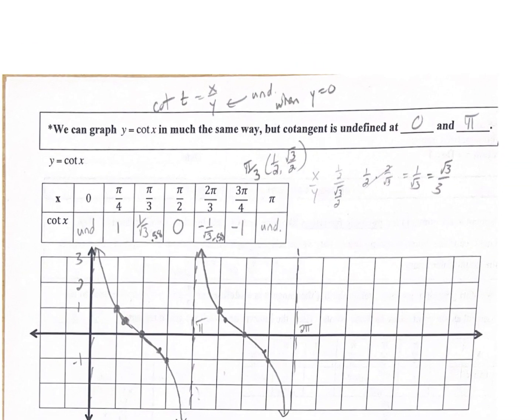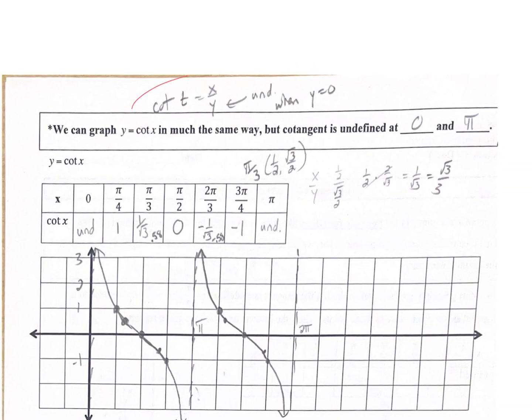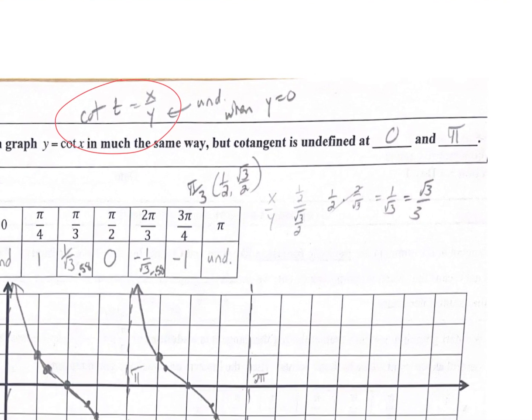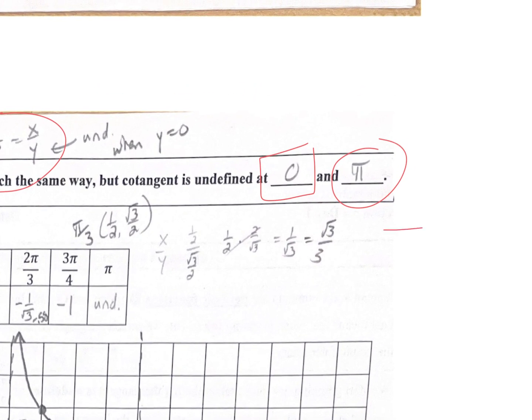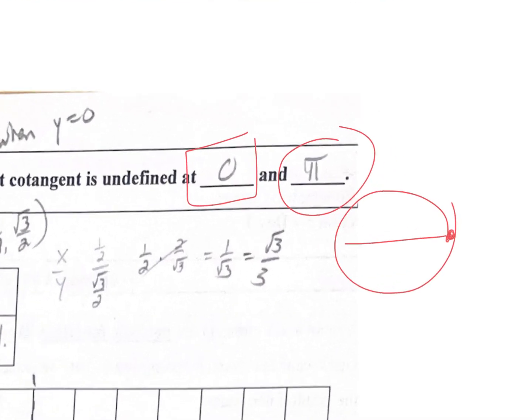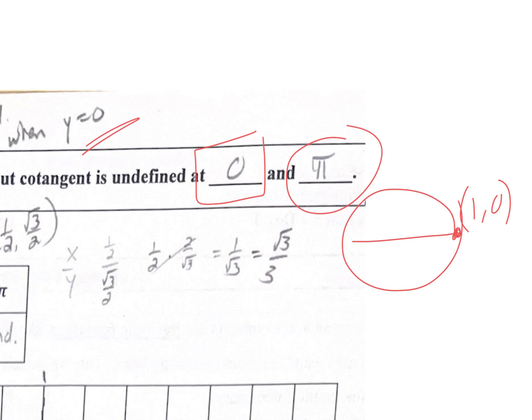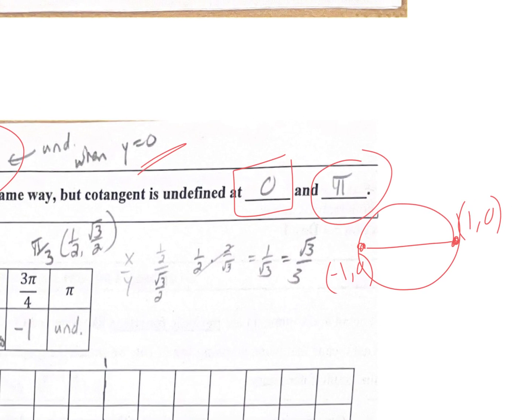And cotangent is the same thing, but remember that cotangent is x over y. It's undefined when y equals 0, so when the denominator is 0. This time cotangent is undefined at 0 and at pi. If you think of your circle, over here at 0, it's (1, 0), so y is 0. And over here at pi, which is on the left, it's (-1, 0). So again, your y value is 0. So it's undefined at 0 and pi.